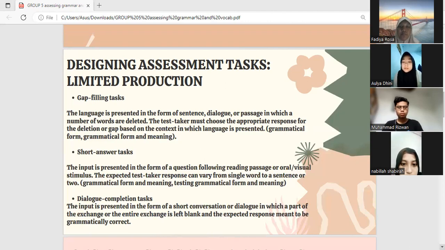The third is the dialogue completion test. The input is presented in the form of a short conversation or dialogue in which a part of the exchange or the entire exchange is left blank and the expected response is meant to be grammatically correct.